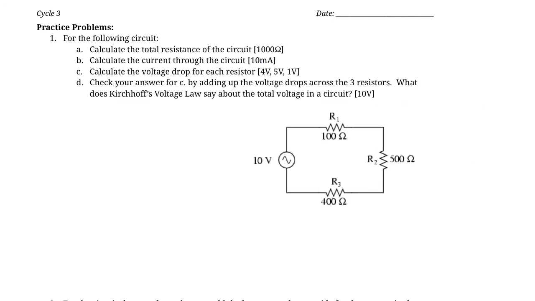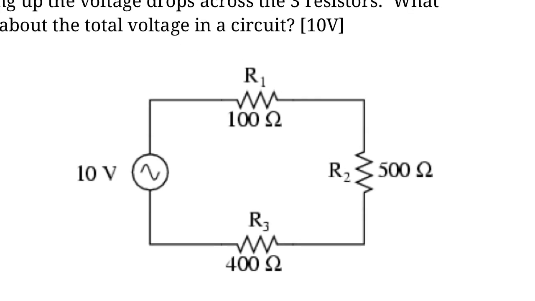So what I want you to do is try the practice problems here, these two problems. Follow the same sort of processes that we followed for the previous question. One little difference in this question is that we have a different symbol instead of a battery. The little wavy thing means this is an AC power source, or an alternating current power source, and the voltage is 10 volts. The calculations are no different.